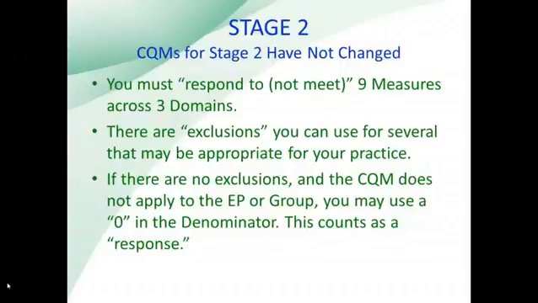The CQMs for Stage 2 have not changed. You must respond to, not necessarily meet, the 9 measures across 3 domains or sections. There are exclusions that you can use for several that may be appropriate for your practice, but if there's no exclusion and the CQM does not apply to the EP or to the group, you may use a 0 in the denominator. This counts as a response.